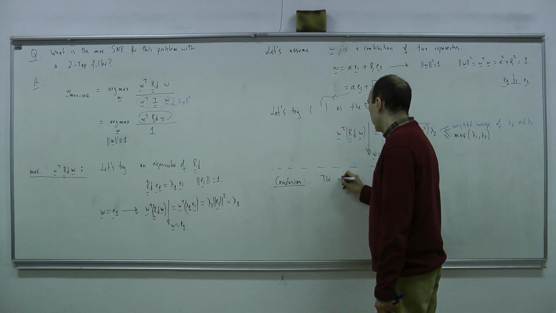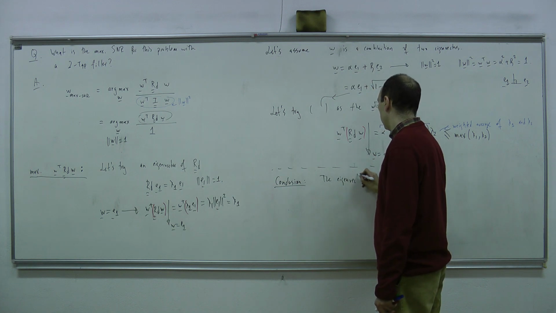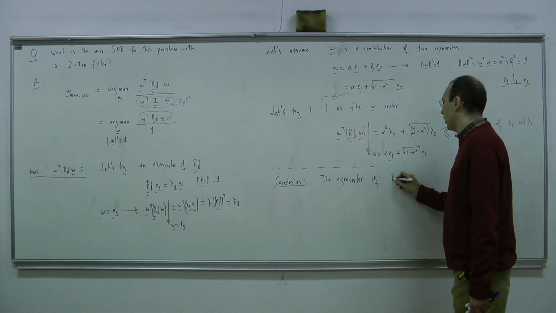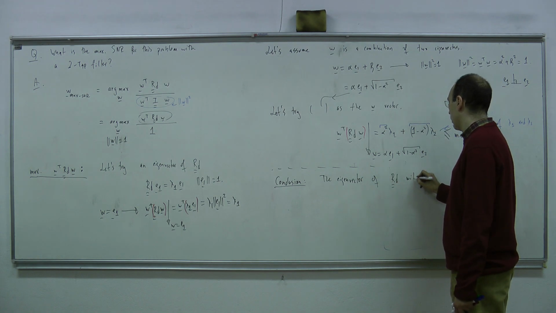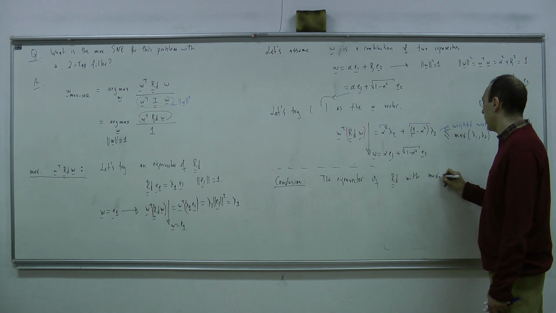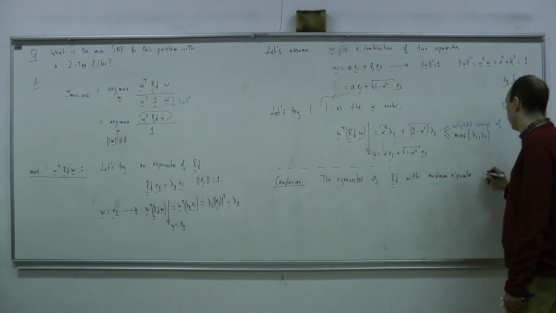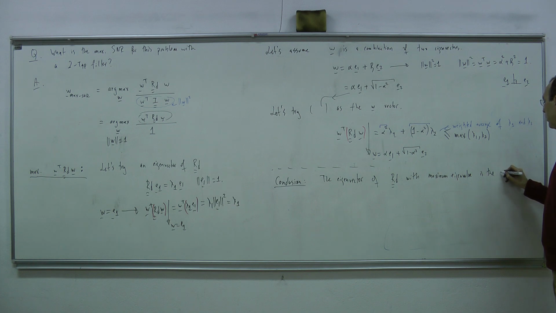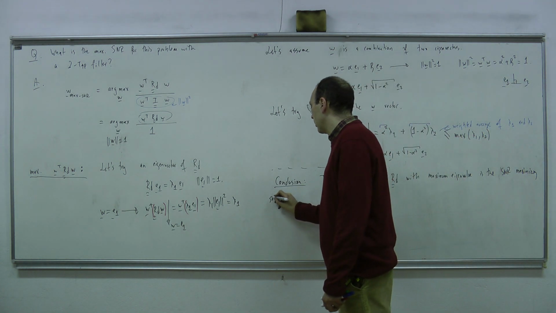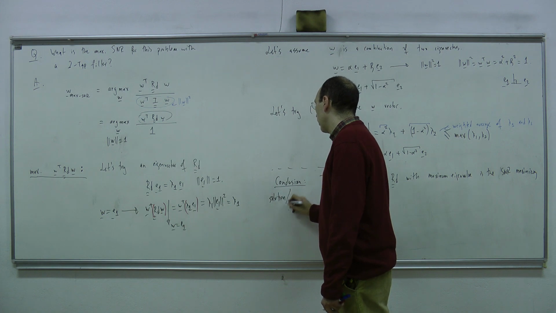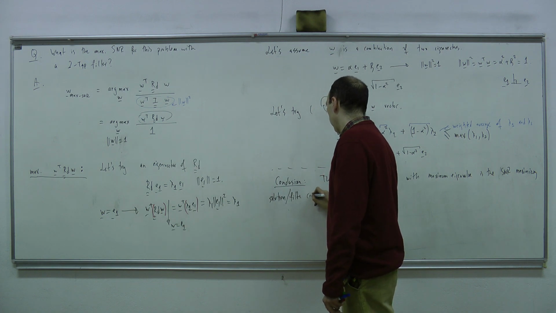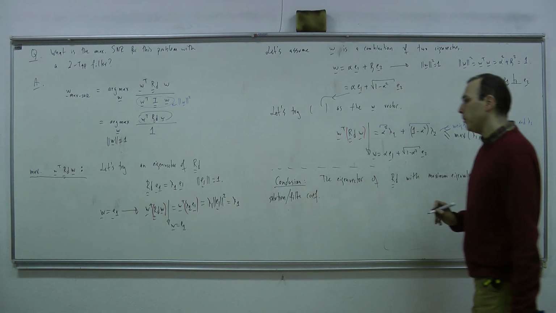So the eigenvector of RD with maximum eigenvalue is the SNR maximizing solution or filter coefficient. So what do I mean by that?